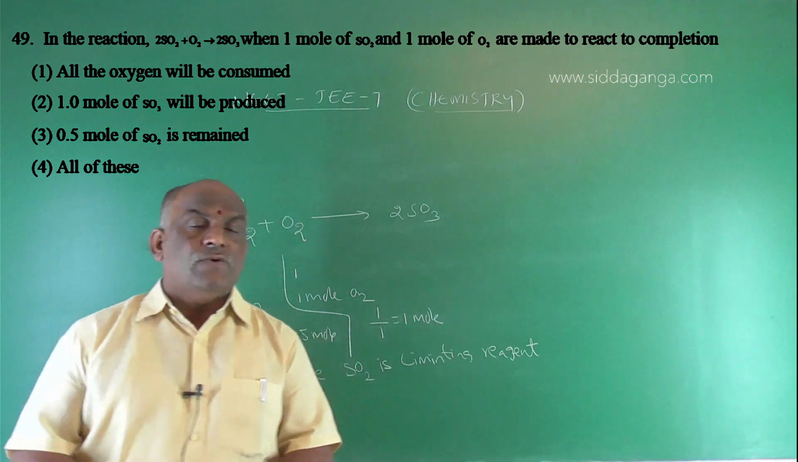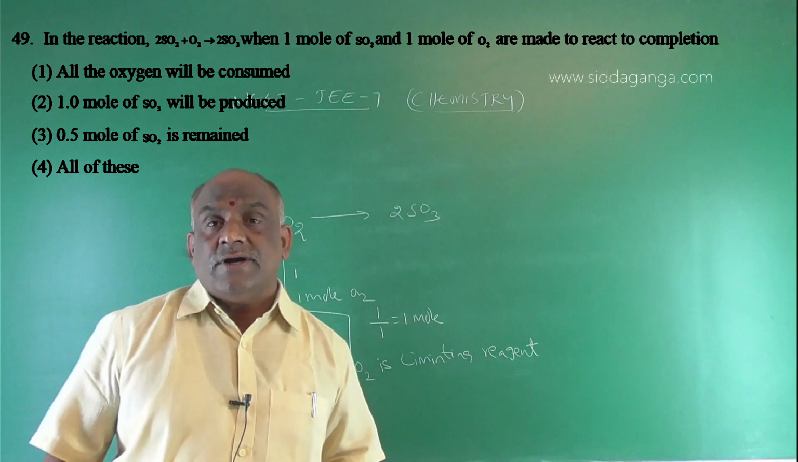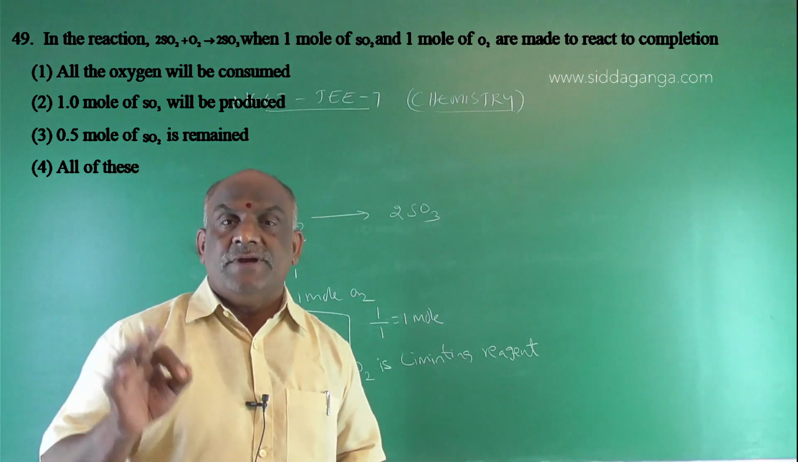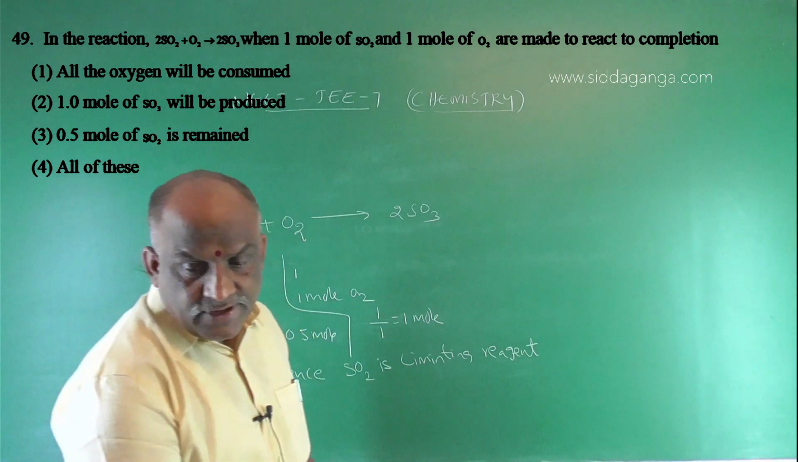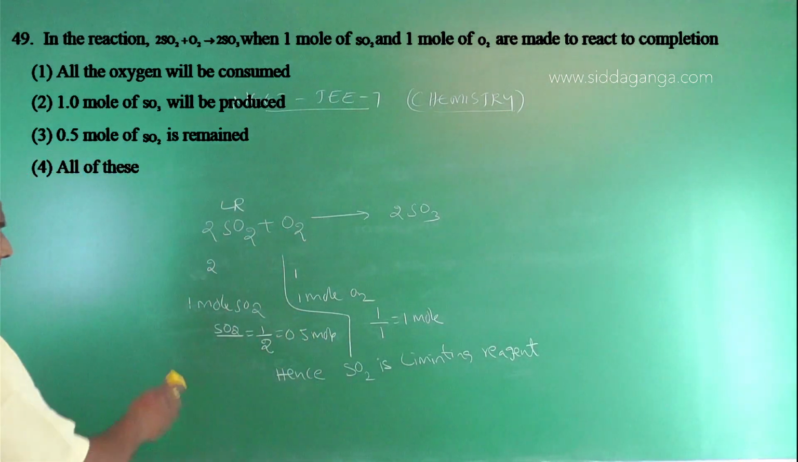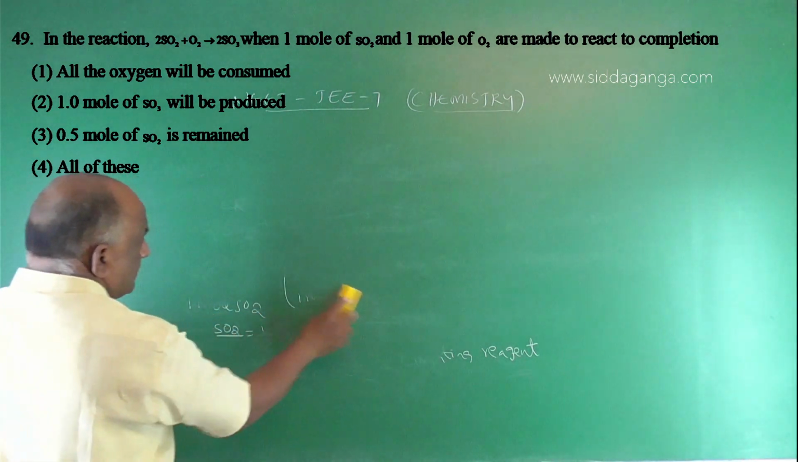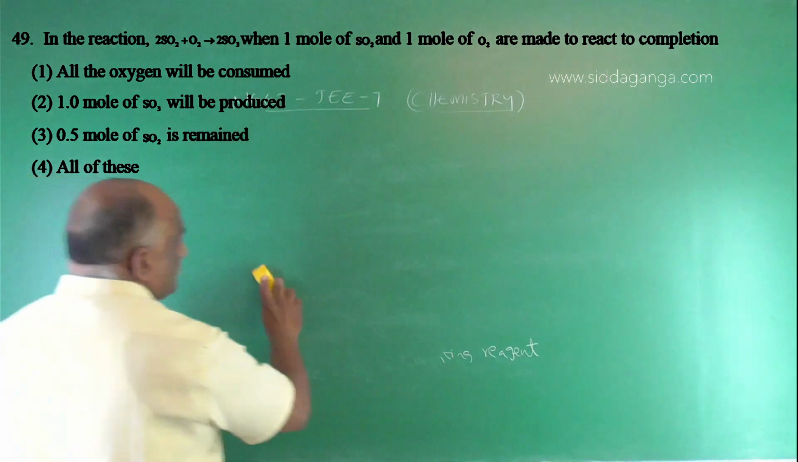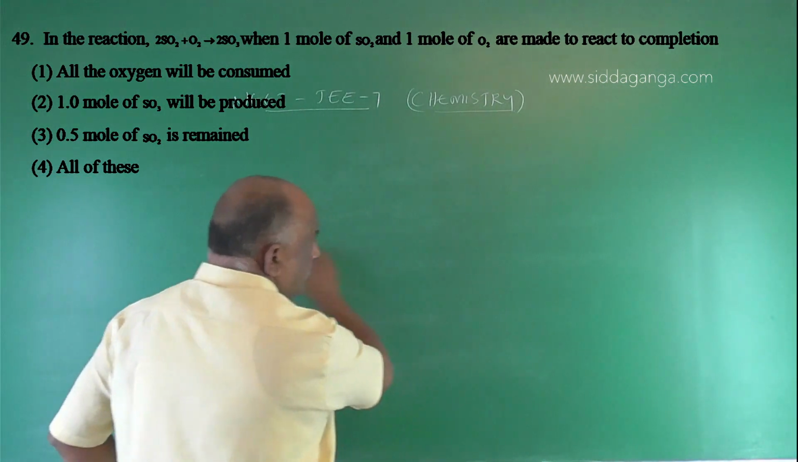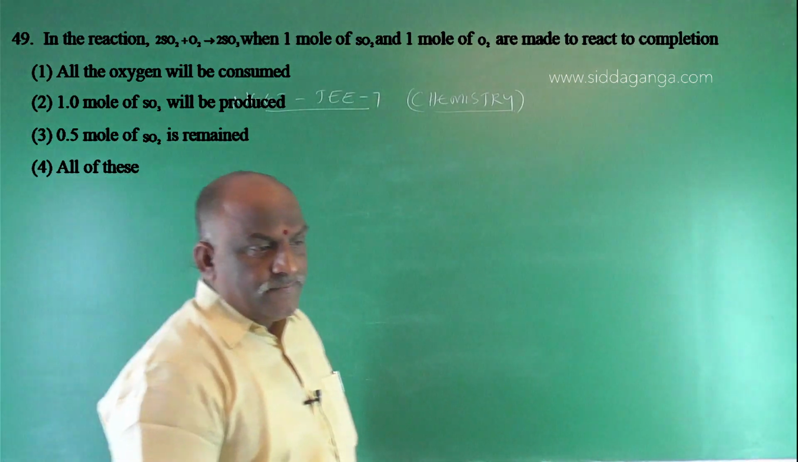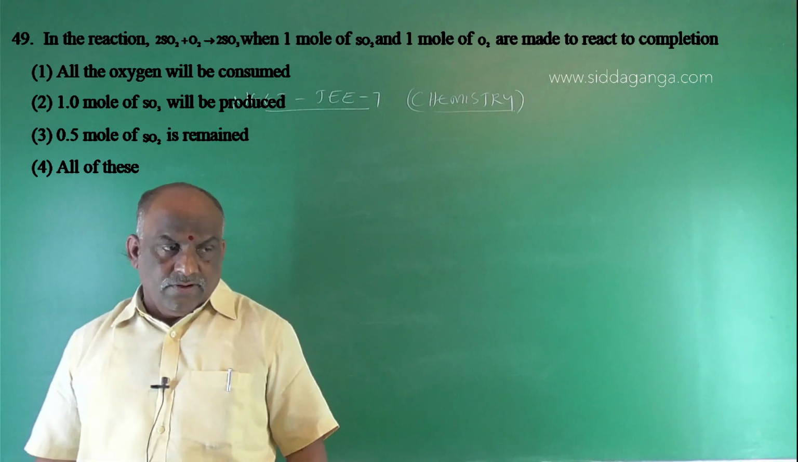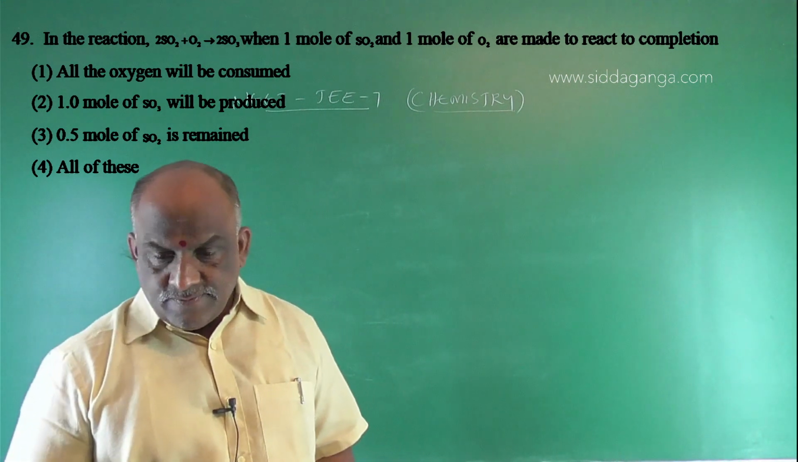0.5 mole of SO2 remained. That is also wrong, because SO2 acts as the limiting reagent. So on the basis of that limiting reagent, we should answer this question. So 1 mole of SO3 is formed. In this question, what is the limiting reagent? Limiting reagent is sulfur dioxide. And next one.